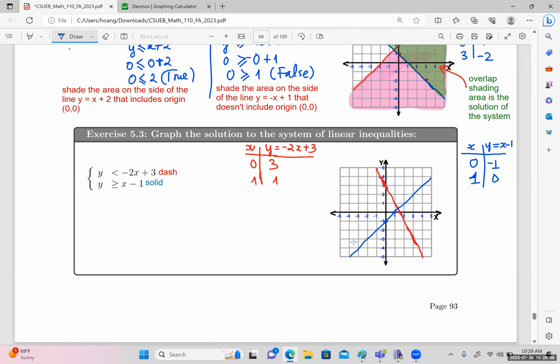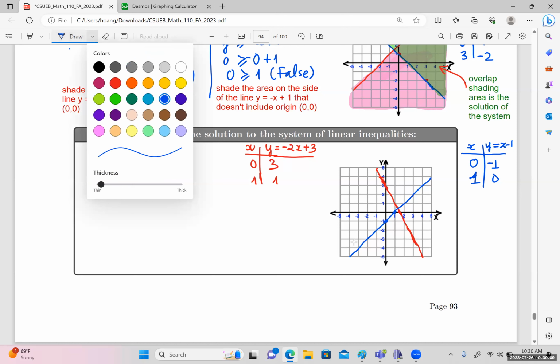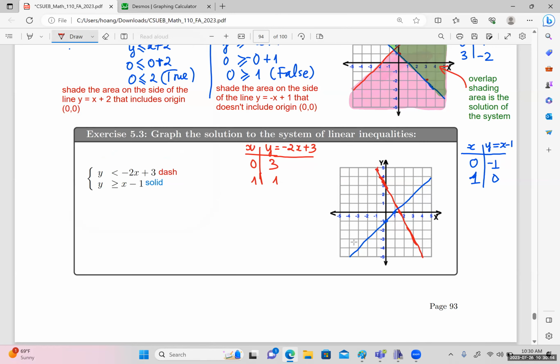All right. Okay, so we're done. Wait a second. We need to have a dash line. Oh, nice. I made a mistake, right? Okay, but I figured out that it should be this.